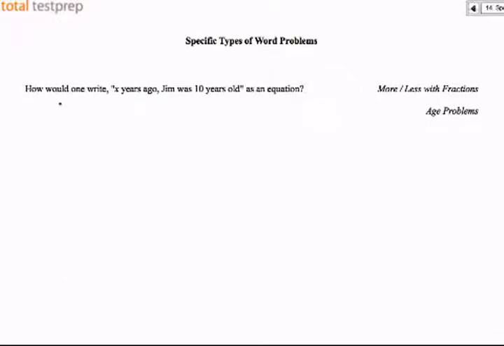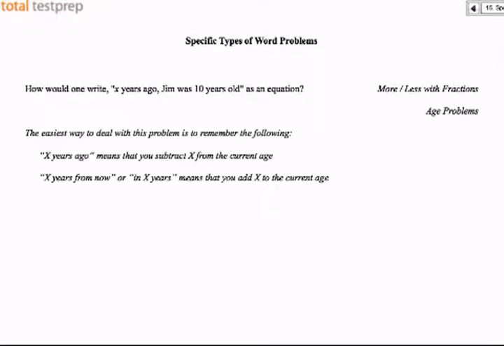What about, how would one write "X years ago, Jim was 10 years old" as an equation? Well, another way to do these age problems is to remember the following. X years ago means that you subtract X from the current age. X years from now, or in X years, means that you add X to the current age. So the above question we've written as J minus X. In other words, X years ago, we're talking about Jim, so Jim's age minus X was 10, so J minus X is equal to 10.